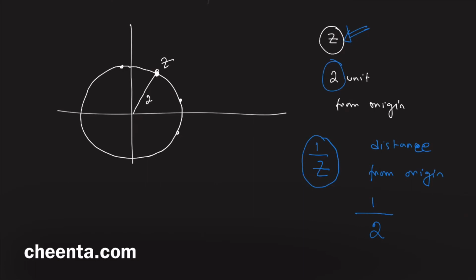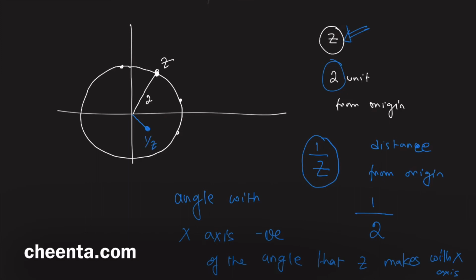And its angle with the x-axis is the negative of the angle that z makes with the x-axis. So basically, 1 over z is somewhere here, this point.